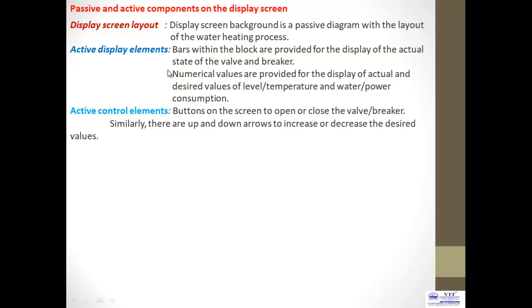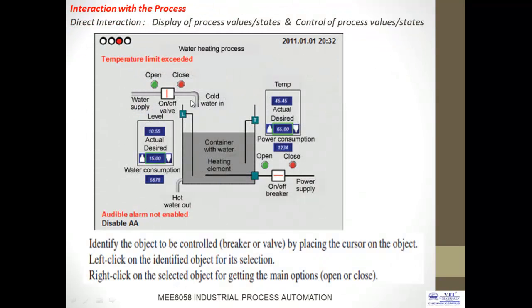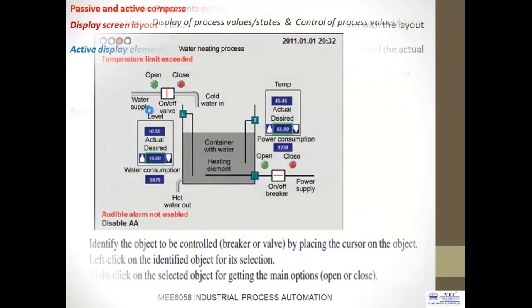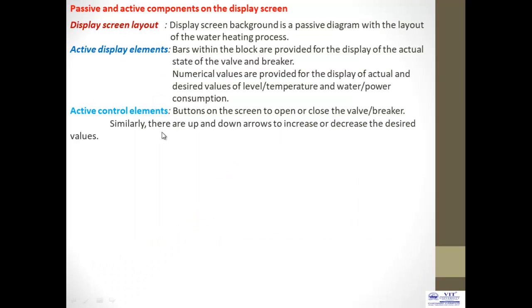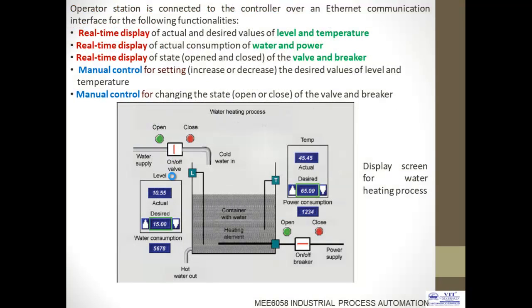If we come to active display elements, you can find many bars. The display screen is a line diagram for each and every process, and in each process we fix the limits. For example, we have blocks and icons, such as upward and downward icons. These blocks are taken care of by the active display elements. So I want to fix the limits in the box.